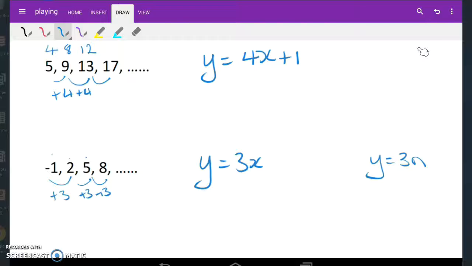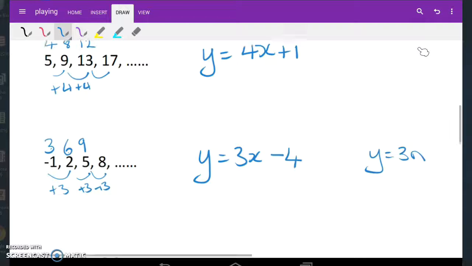So this time, as above, if we just left it as 3x, it would give us the 3 times tables: 3, 6, 9. Now we can see that negative 1 is less than 3. It's 4 less. 2, it's 4 less, 4 less. So from our 3 times tables, we actually want something that's 4 less, so we subtract 4.